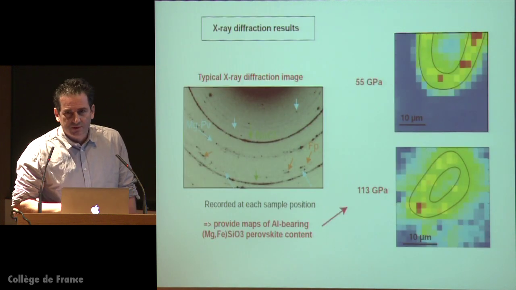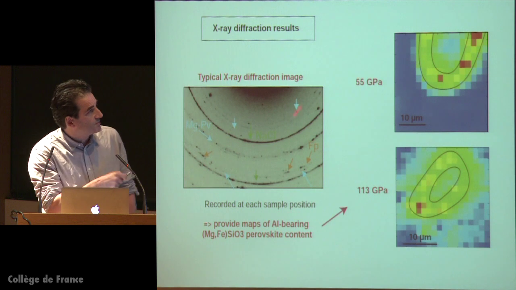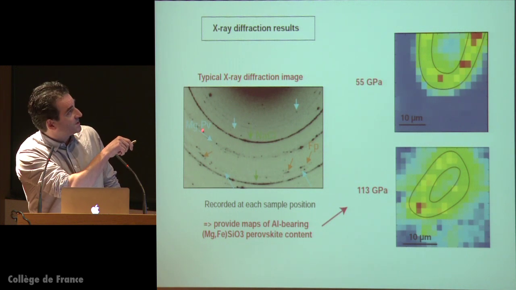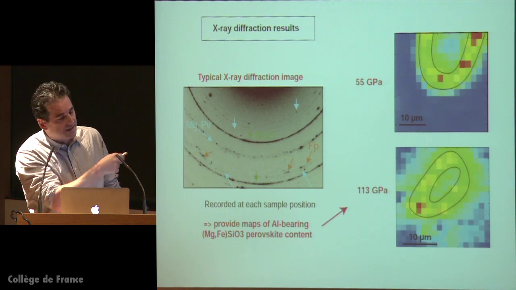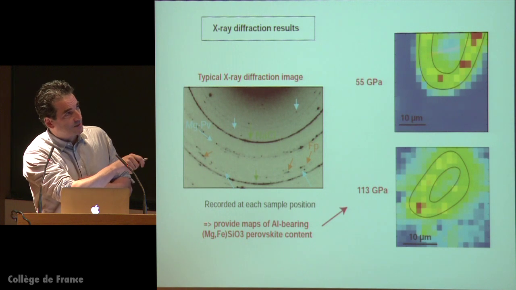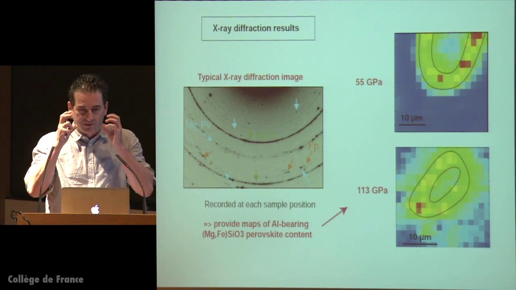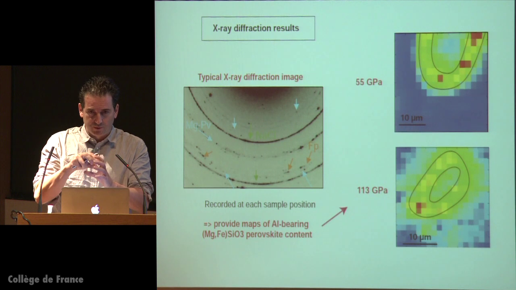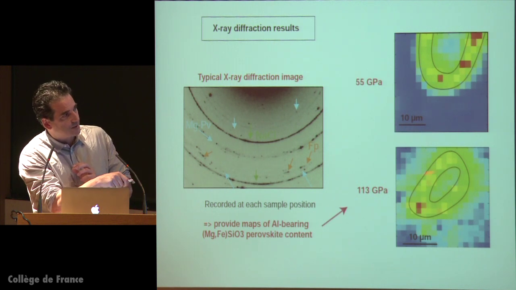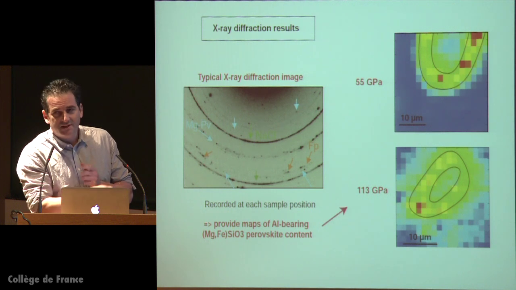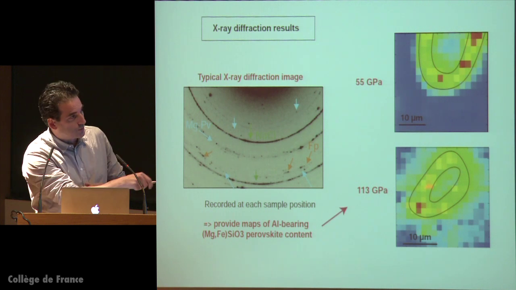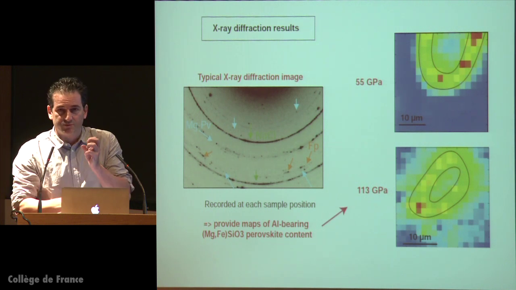And we also have two different kinds of information. One is diffraction. From diffraction, as I showed before, this time with a sodium chloride pressure medium, we see the magnesium perovskite, the ferropericlase, and the calcium silicate also. And when we map the sample after we melted it with the laser, we scan, and we can see there is a rim which is very enriched in perovskite, basically around the place where we have melted the sample.